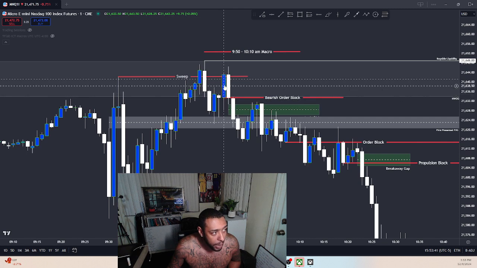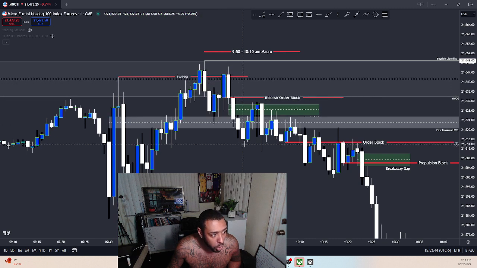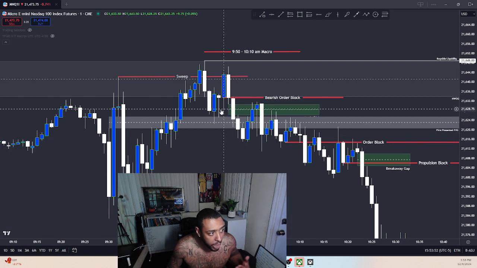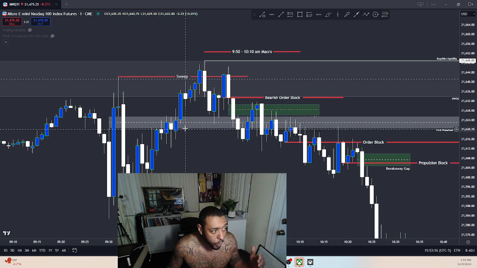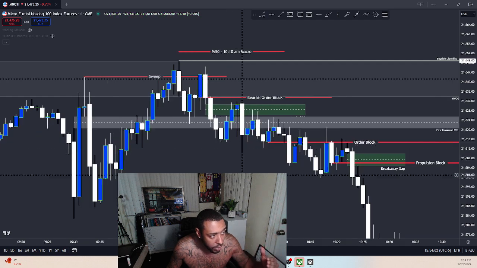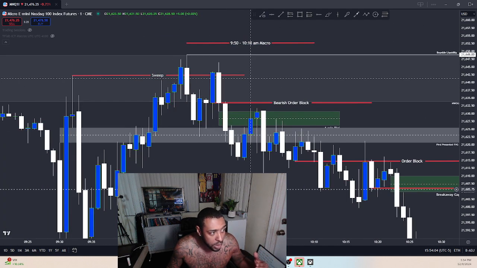We have a bullish candle with an aggressive close underneath, right after a sweep into a 9:50 to 10:10 macro. We have to close below with the bearish fair value gap, coupled with the first presented fair value gap, which is all the confluences. We have to displace down. Then look what happens.